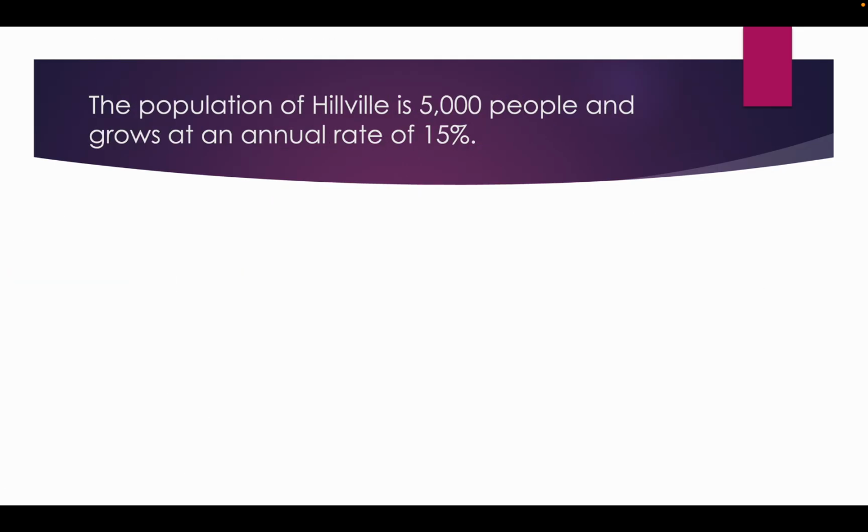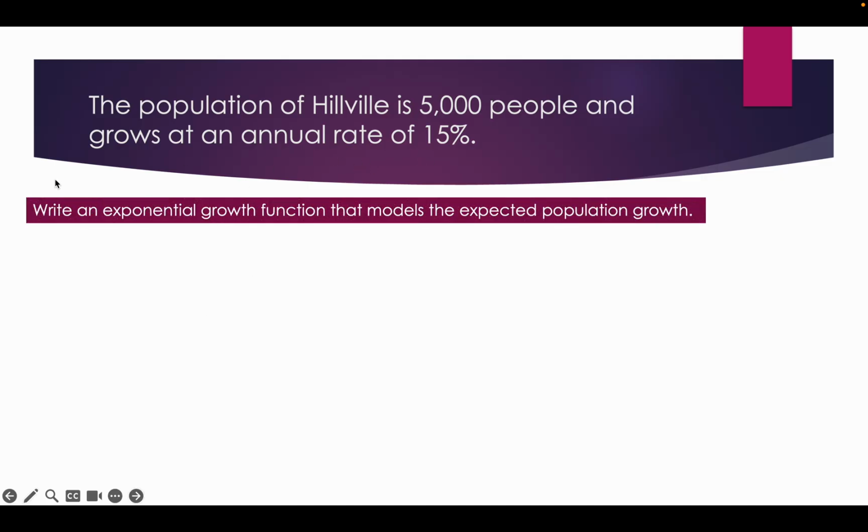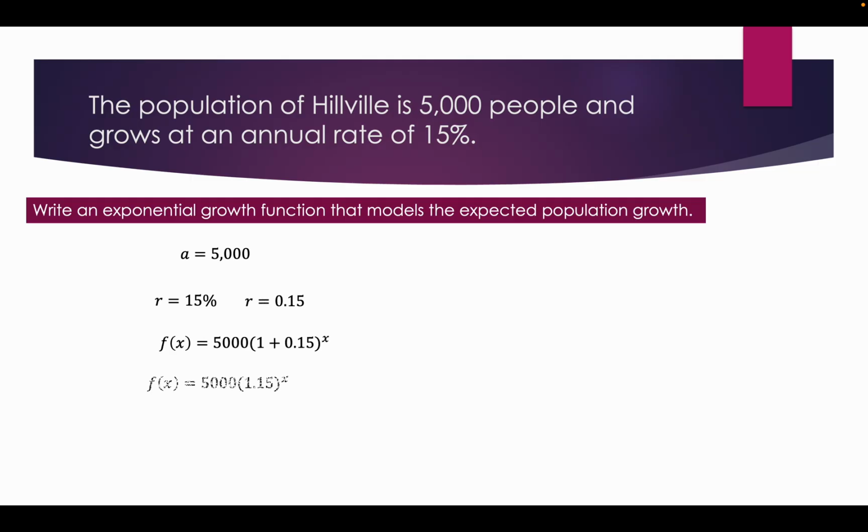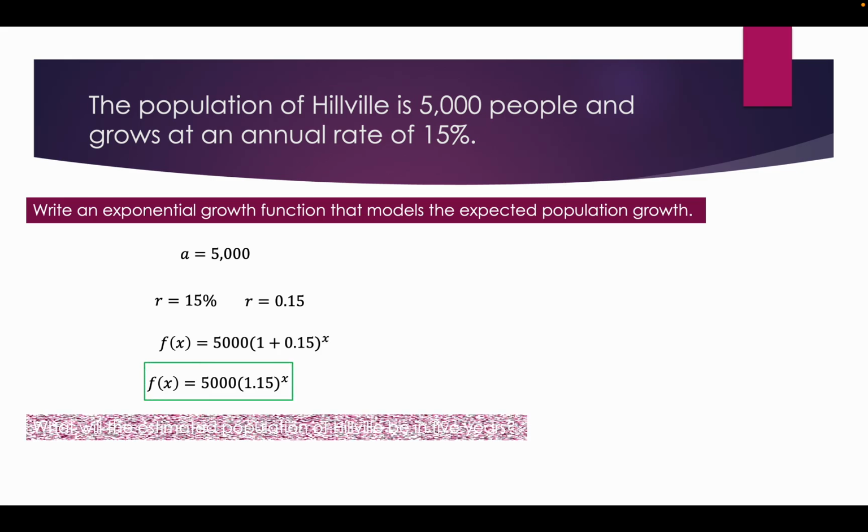The population of Hillville is 5,000 people and grows at an annual rate of 15%. Write an exponential growth function that models the expected population growth. Well, our initial amount is 5,000. Our rate's 15%, so we're going to use 0.15. We plug it into our function, and we get f of x equals 5,000 times 1.15 to the x.